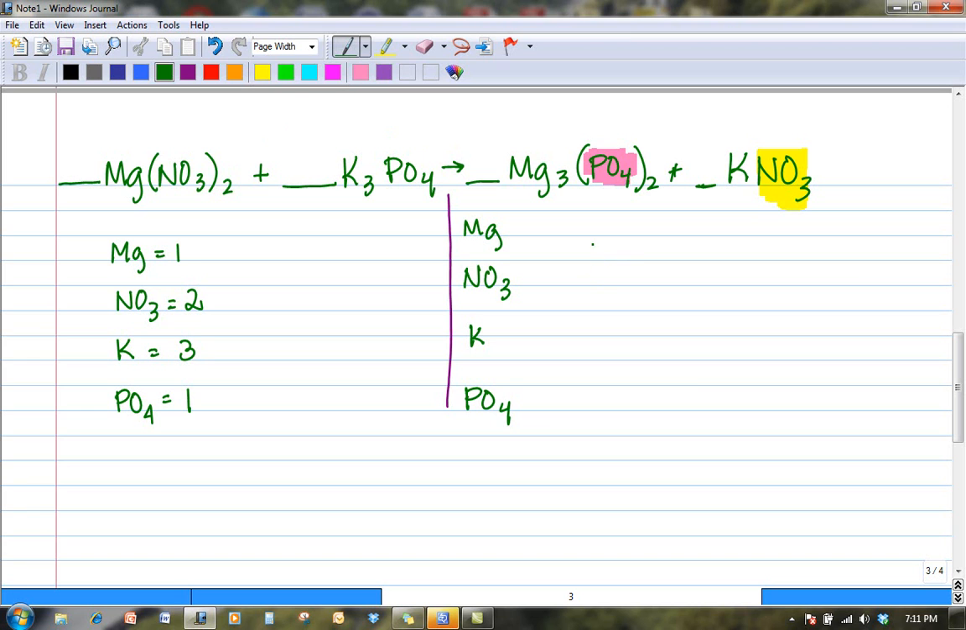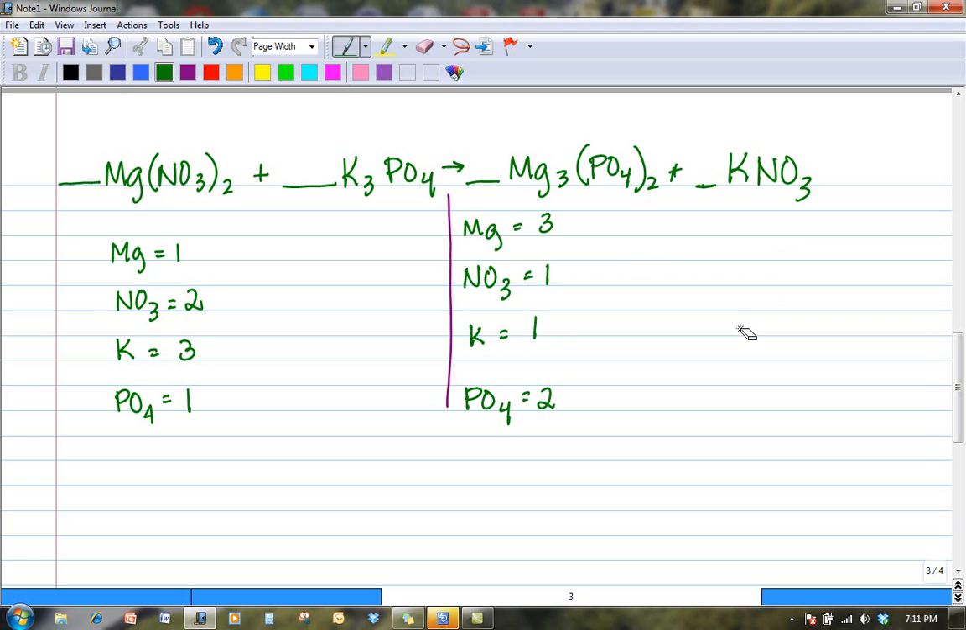So let's take a look at what we have on the other side. I have 3 magnesiums because that's what the subscript tells me. I have only 1 NO3. I have 1 potassium, and I have 2 PO4s because that's what that little subscript outside of the parentheses is telling me.